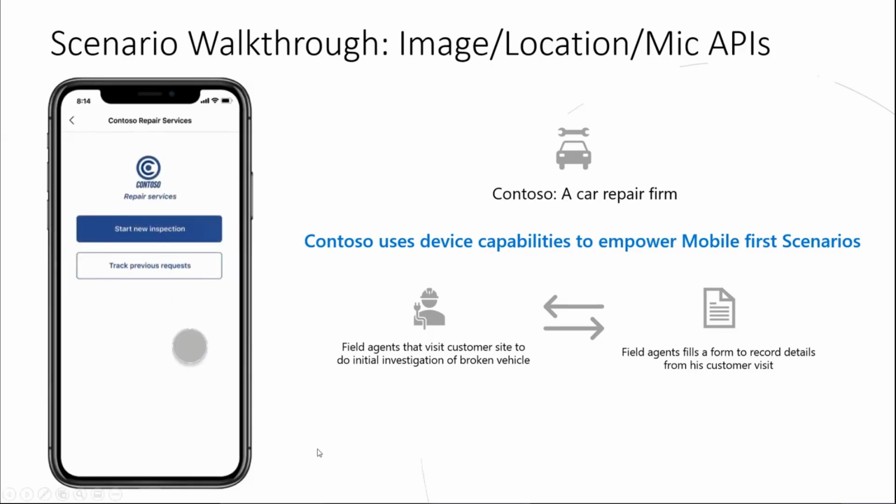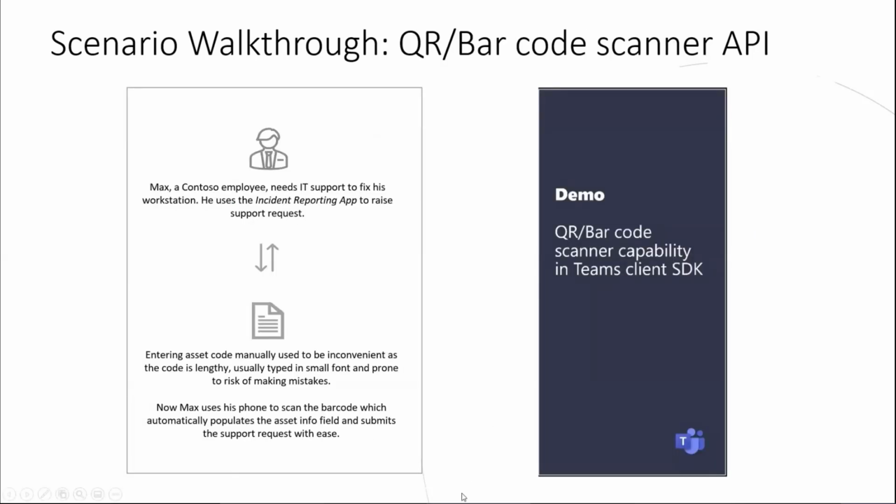Yep. So that was a short demo of a simple app we built that leverages three of our capabilities around image, location, and audio or mic. The last demo that we have, at least for this area, is around a QR barcode scanner capability, which just went live last month. So yeah, this again has a voiceover. So I'll mute myself. Jun, you can play the demo.